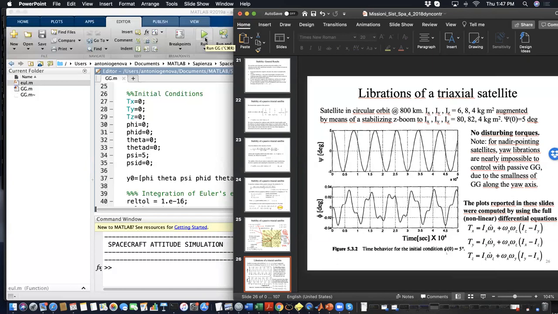We will have a response of the spacecraft. The same spacecraft also has a possibility to have a boom along the y-axis. So we are increasing the moment of inertia along x and y. We are extending a boom along the z-axis. That's the reason why you can see that this boom enables to increase Ix and Iy. Why is it important?